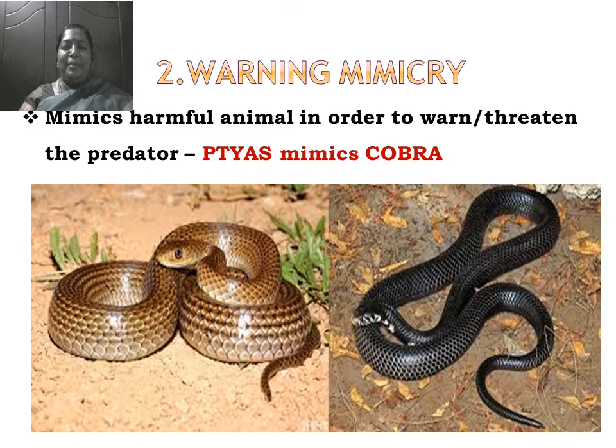In warning mimicry, an organism which is harmless tries to imitate a harmful organism in order to threaten or warn the predator. Here in this example, Ptyas, a non-poisonous snake, produces a hissing sound like the poisonous cobra. Thereby, it tries to threaten the predator.